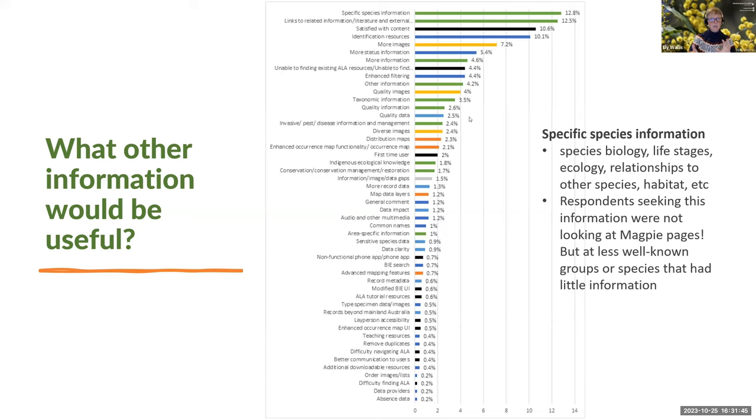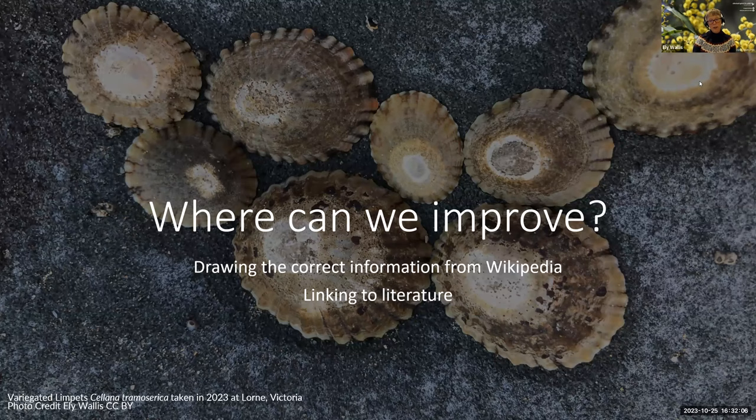I'd note that the respondents who were asking for that extra information probably weren't looking at species pages for things like magpies, where there's heaps of information, but looking at groups where they're a little known and there's less information that we can draw in from other places. So just a couple of things about where we can improve and what we're doing okay with.